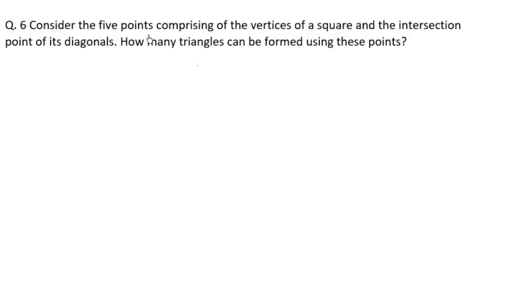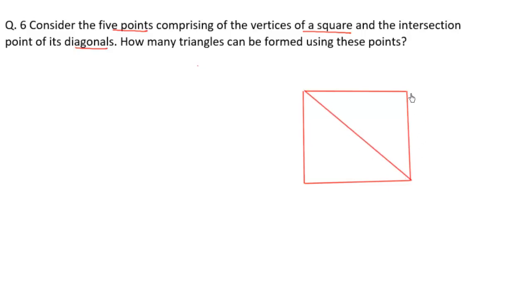Now here the question says that we have to consider 5 points that comprise the vertices of a square and the intersection point of the diagonals. So let us draw this scenario. So this is a square wherein we have the 4 vertices and we have to draw the diagonals also. So here is the point of intersection. So this is 1 point, this is second, third, 4 and 5. So we have to find how many triangles can we form using these points.